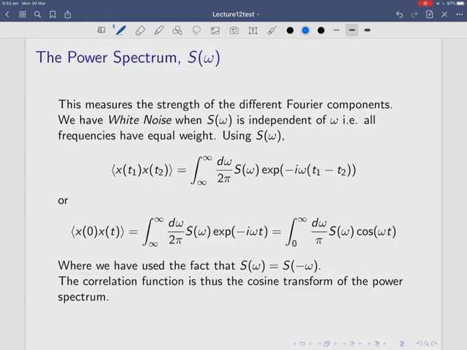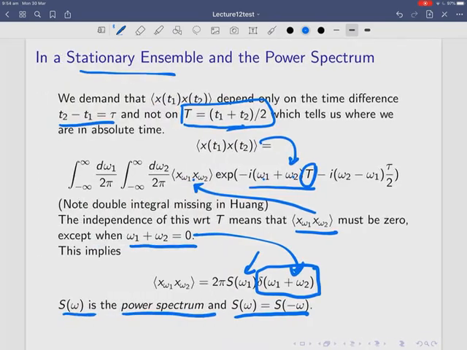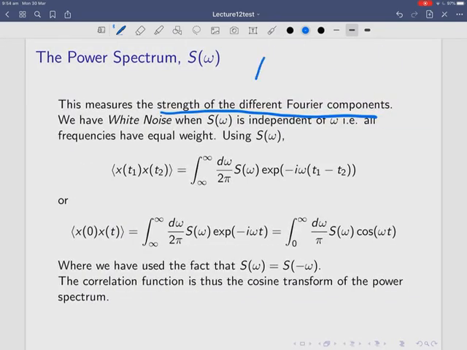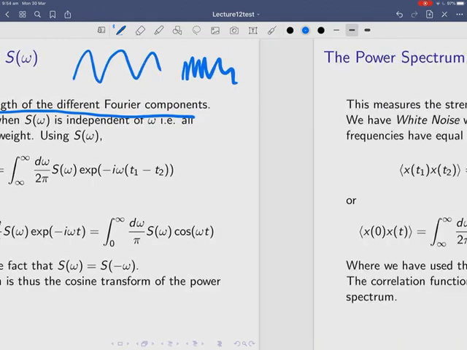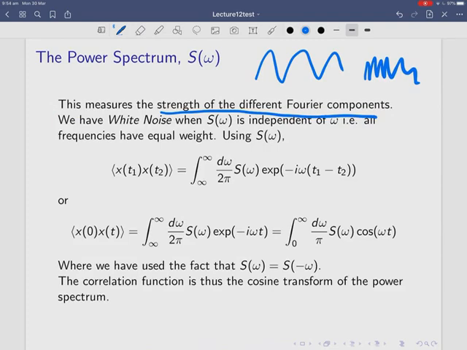So, what does the power spectrum mean? It measures the strength of the different Fourier components. So it measures how much of this frequency you have as opposed to that frequency. If we have white noise, then s of omega is independent of omega.